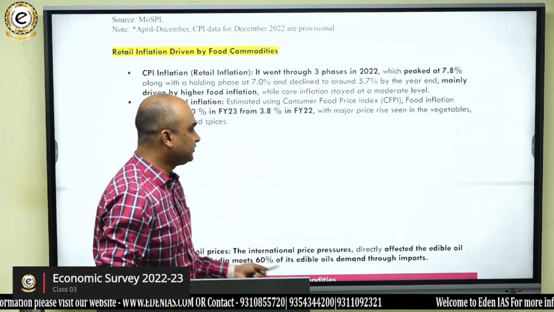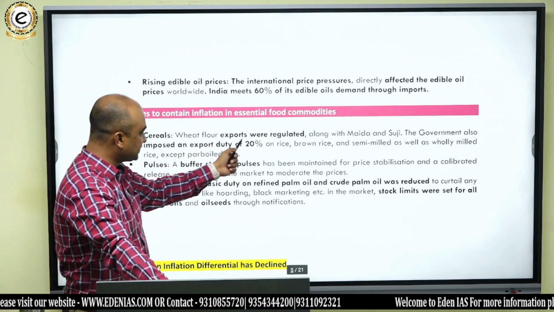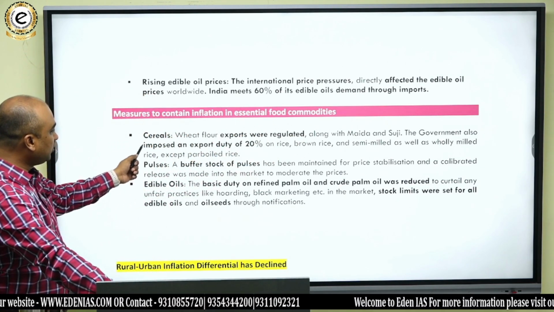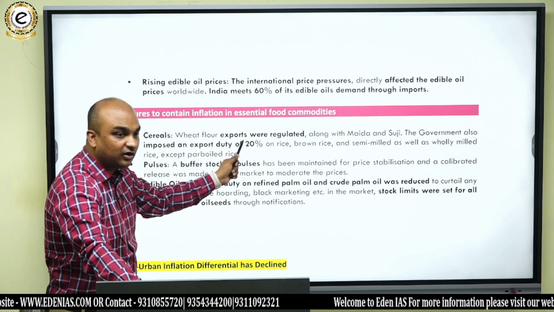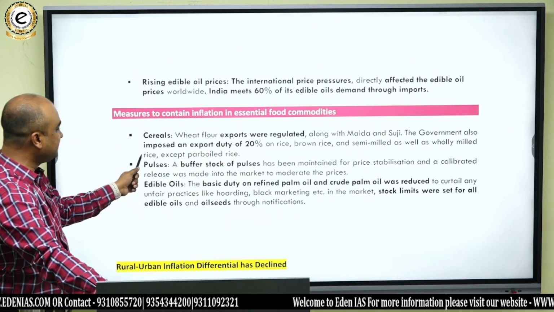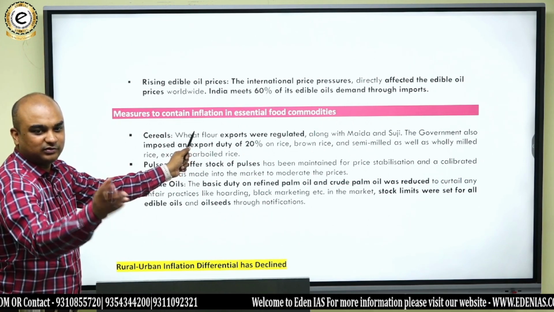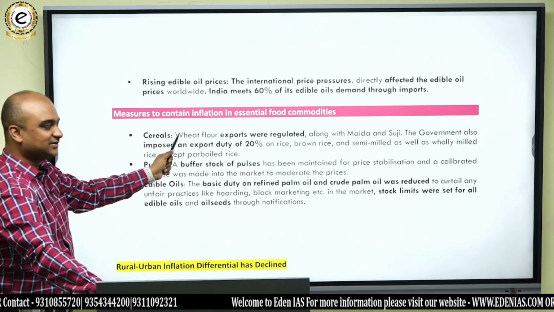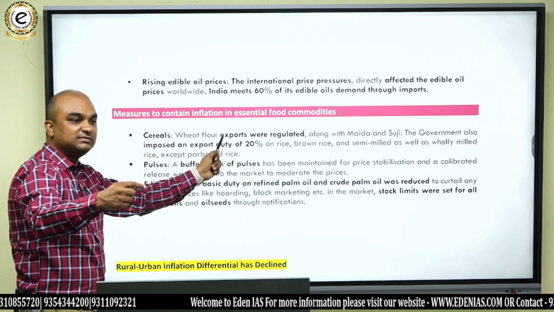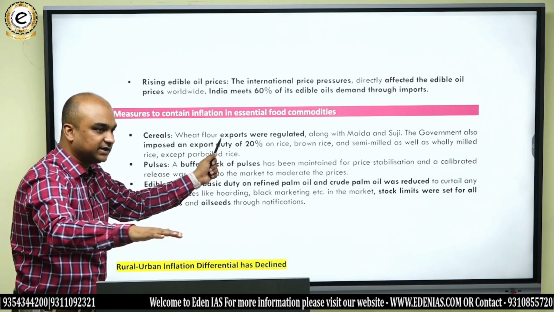समझ में आया? अब देखो कुछ चीजें, जैसे सीरियल्स, wheat flour exports were regulated along with maida and suji. The government also imposed an export duty of 20% on rice, brown rice and semi-milled as well as wholly milled rice, except parboiled rice. जो एक बार उबला हुआ होता है ना थोड़ा सा, वो. तो देखो एक्सपोर्ट ड्यूटी बढ़ाई गई, मतलब एक्सपोर्ट्स को डिस्करेज किया जाता है, और इंपोर्ट अगर आ रहा है, इंपोर्ट के कॉस्ट को घटाने की कोशिश की जाती है.